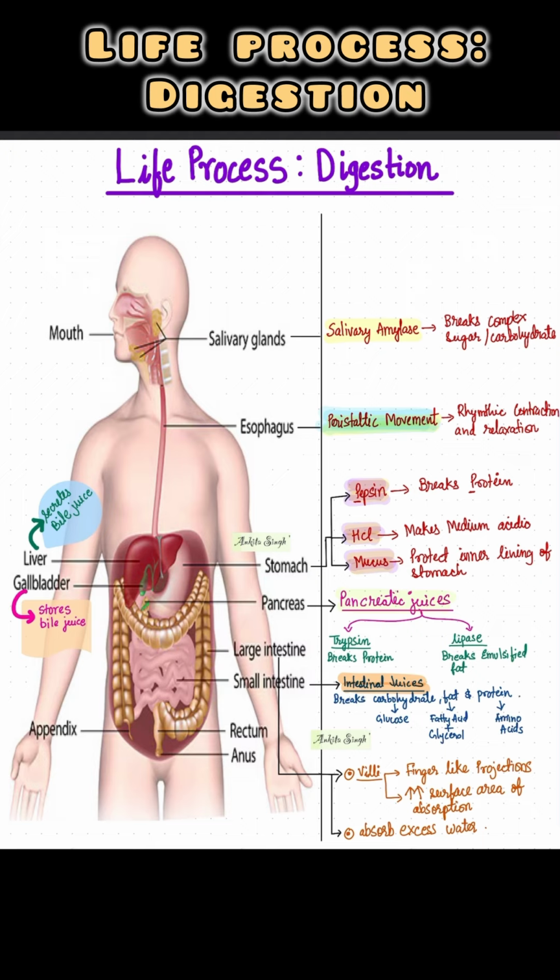By the word emulsification of fat, we mean that it breaks down larger fat molecules into smaller fat molecules. Now when the food reaches here, it gets mixed with the secretions of the pancreas, very very important. Pancreas produces two major secretions, two major enzymes, that is trypsin and lipase, very important.